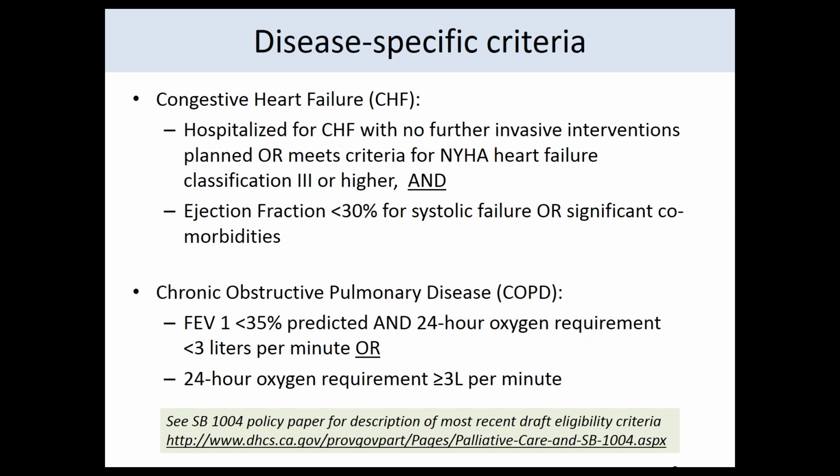So the first is congestive heart failure. One is that the individual has been hospitalized with a primary diagnosis of CHF, and that no further invasive interventions are planned, or that the individual meets criteria for New York Heart Association heart failure class 3 or higher, and that person has an ejection fraction of less than 30% for systolic failure, or they have significant comorbidities. For COPD, the disease-specific criteria are an FEV1 of less than 35% predicted, accompanied by a 24-hour O2 requirement of less than 3 liters per minute, or just a 24-hour O2 requirement of greater than 3 liters per minute. Next slide, please.